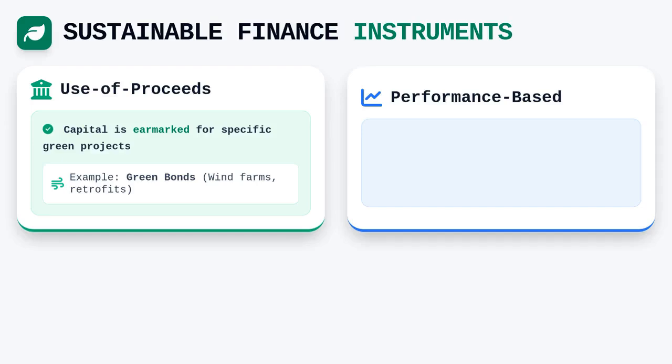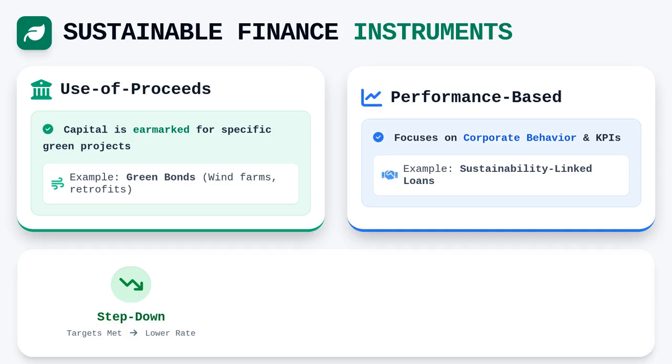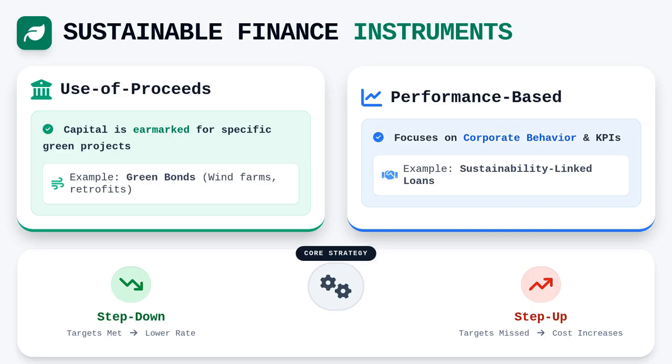These instruments do not necessarily restrict where the money goes. Instead, they alter the financial terms of the loan based on the borrower's overall corporate sustainability performance. If a borrower achieves predefined sustainability performance targets, they may benefit from a lower interest rate, often referred to as a step-down. Conversely, failing to meet these benchmarks can trigger an increase in the cost of debt, known as a step-up. This creates a direct financial incentive for management to integrate climate considerations into their core operational strategy.